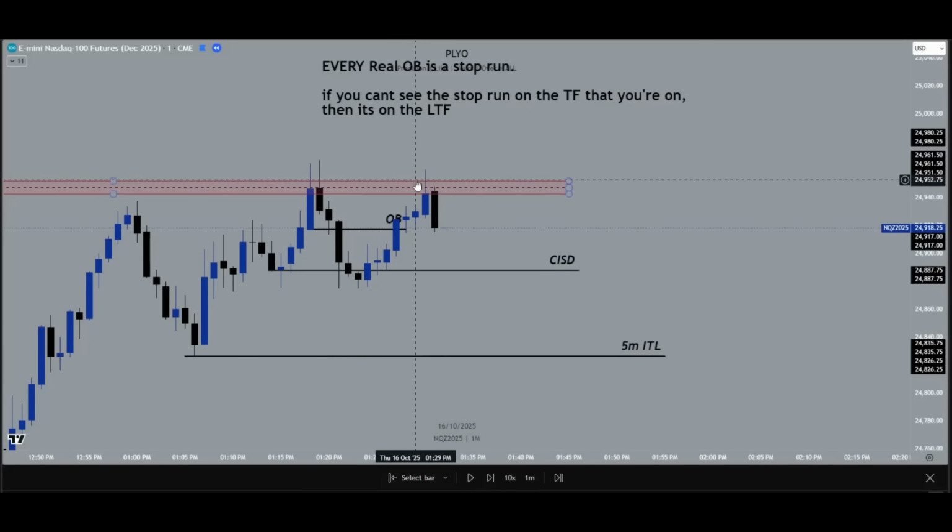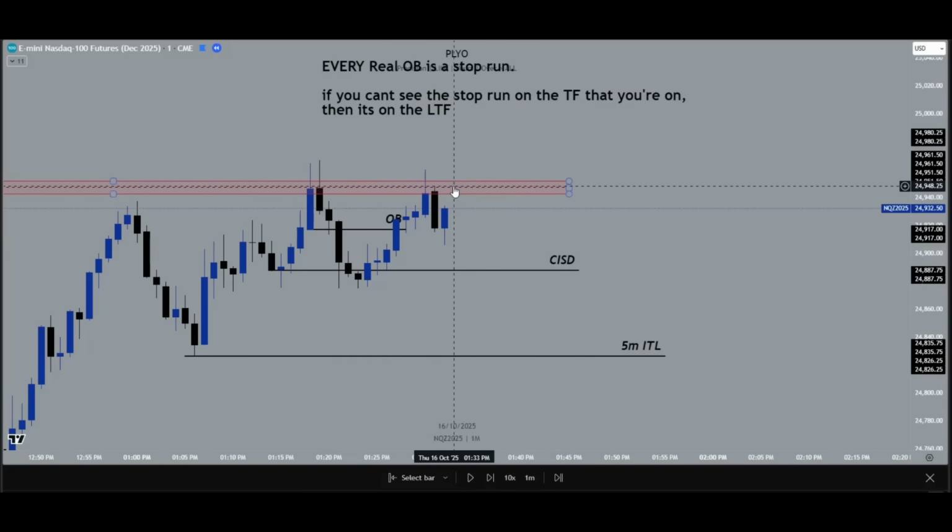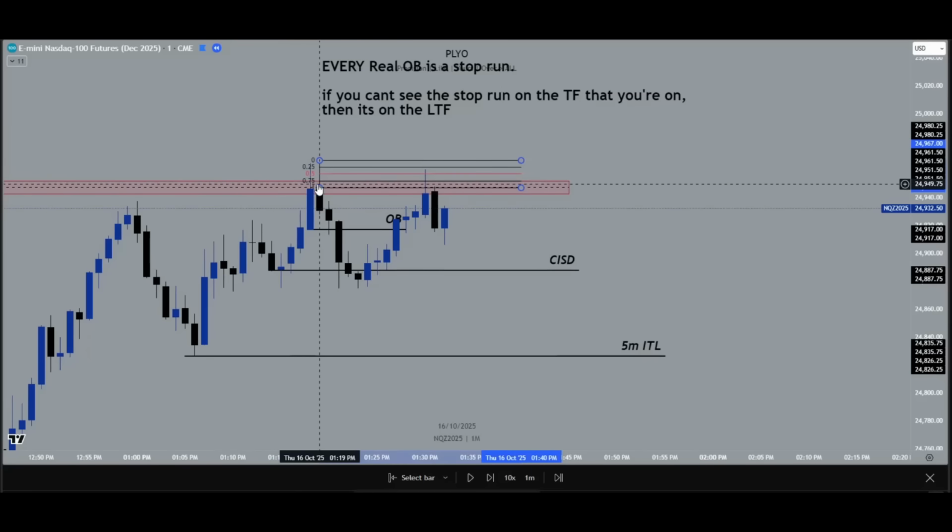We came all the way back to the top, okay, back into this 5-minute FEG. We didn't sweep the high. What this really is us stopping at 50 of this wick. Why is that important, you may ask?